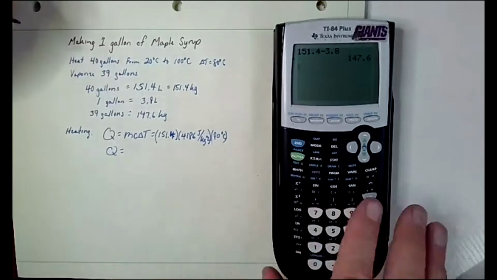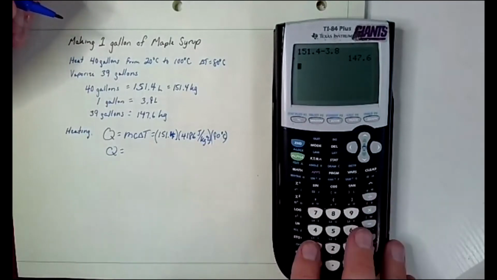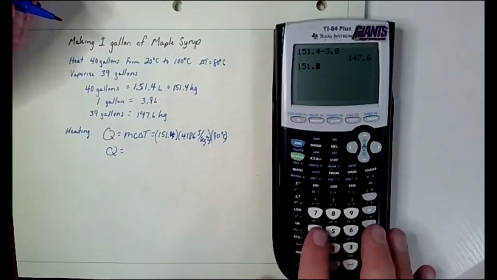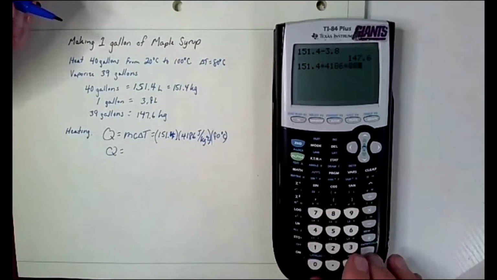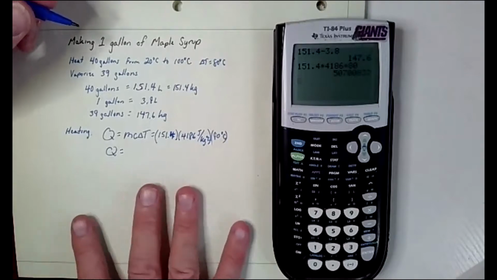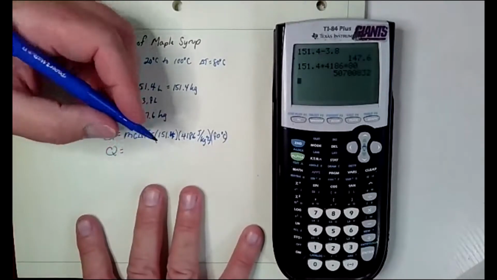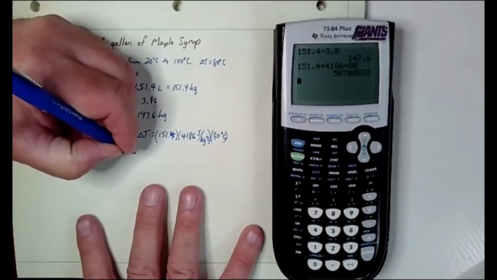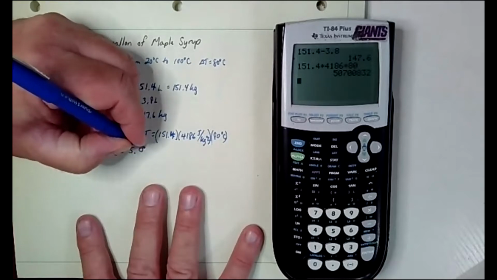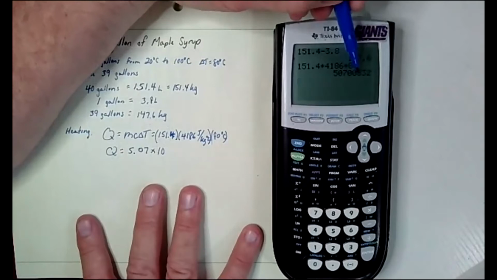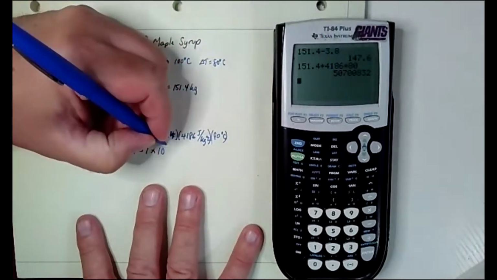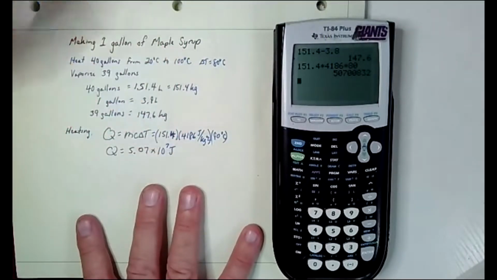So let's finish this off for Q. So I've got 151.4 times 4186 times 80. And as you can imagine, this is a very big number. I'm going to shift to scientific notation and take a look at this. So this is 5.07 times 10 to the 7th joules. That's a lot.